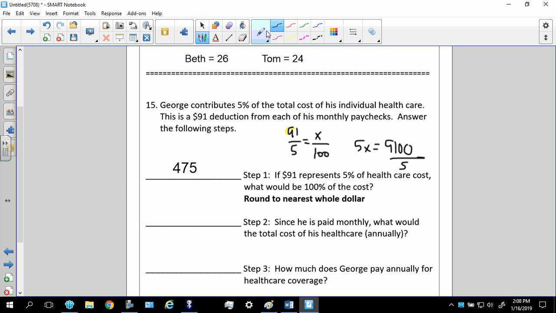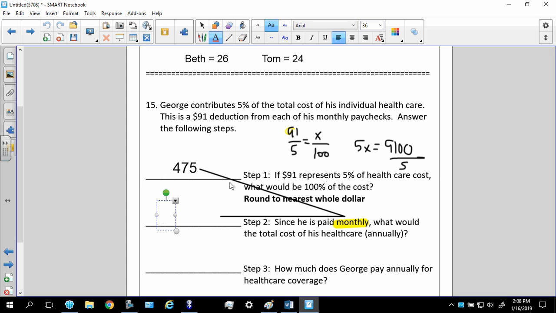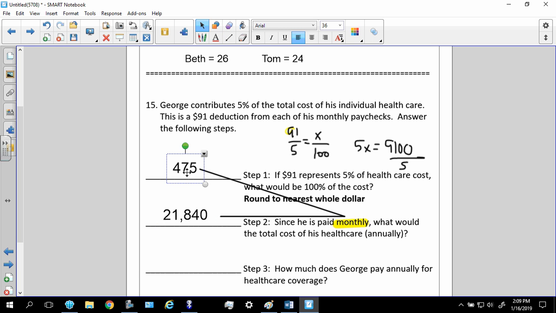Remember, I'm going to highlight month because it says monthly. So I'm going to take 475 and times it by 12, which gives me an answer of, hold on, I wrote down the wrong answer. You guys are screaming at me. 21,840. All right, I knew that looked weird when I wrote that down. That wasn't this. Sorry, guys, you're probably yelling at me. You might be saying, why don't you just make a new video? And the answer is no. I'm already too far in.